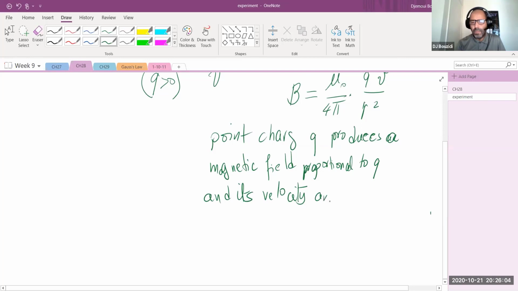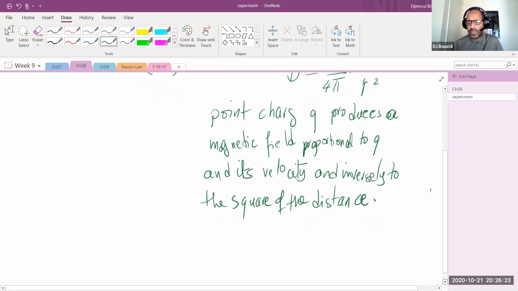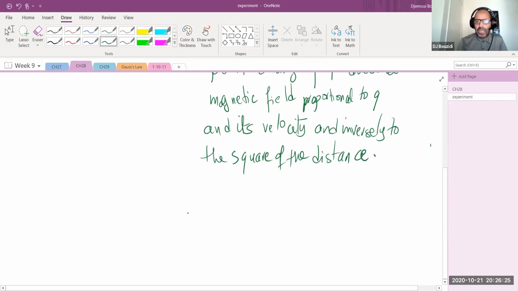And inversely proportional to the square of the distance. First thing first, what in the world is that mu naught there? Mu naught is a constant that is chosen, as part of the definition of the ampere, to be equal, it's a constant in vacuum, to be 4 pi times 10 to the negative 7.